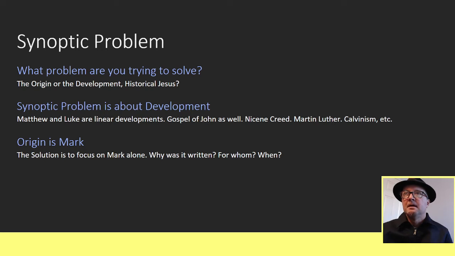You've got to understand that many things have developed over the centuries. Later, you get the Gospel of John, you get the Nicene Creed. Of course, much later, you get characters like Martin Luther, Calvinism, Protestantism, etc. So, if you want to consider the origin of Christianity, all you need is to consider the story in Mark. The solution to the synoptic problem is to focus on Mark alone and to focus on why it was written, for whom it was written, and when it might have been written.